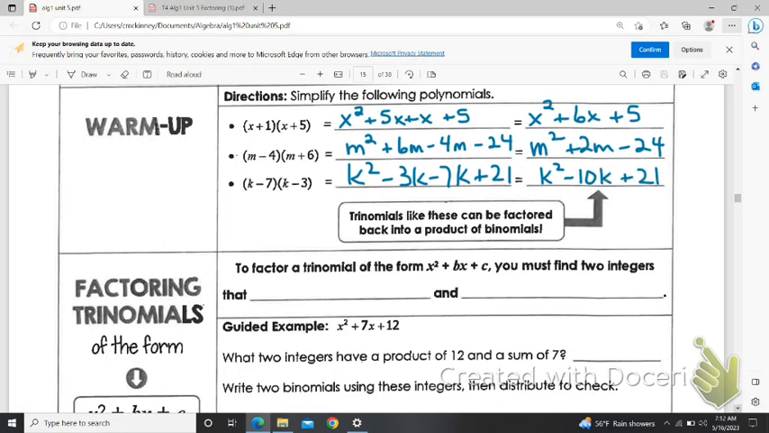Those trinomials on the right can be factored back to what our original questions were, which is just what we just practiced. As you're factoring, if you think about this being x squared plus bx plus c, where b and c are numbers, they're integers, then we need to find two integers that multiply to c and add to b.